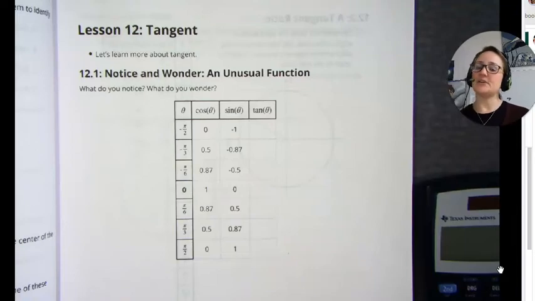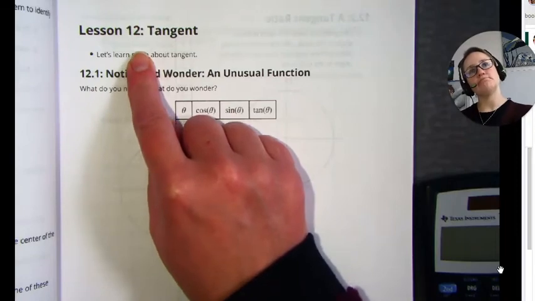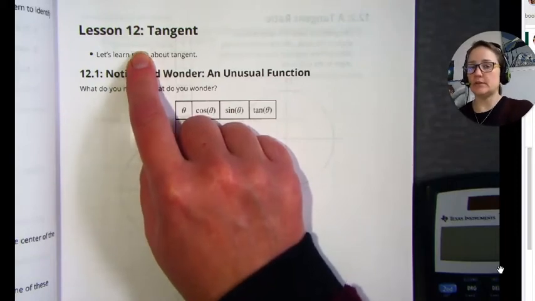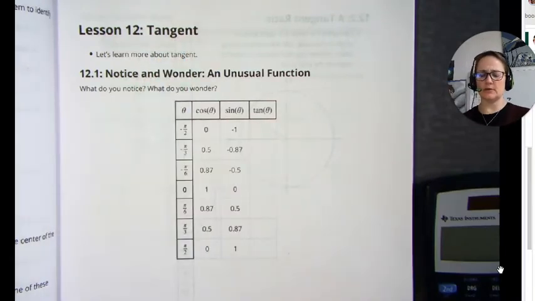Hey friends, time to look at lesson 12. We're covering a brand new function. Well, not really brand new, but new to this unit. Talking about the tangent. Now we talked about tangent when we were doing sine and cosine in lessons 1 and 2.